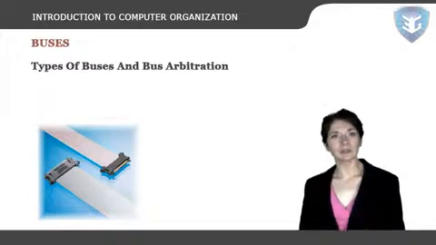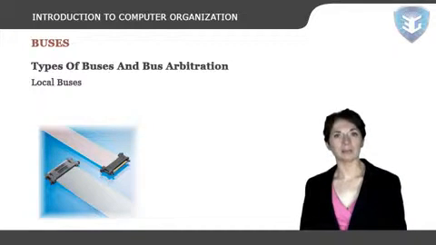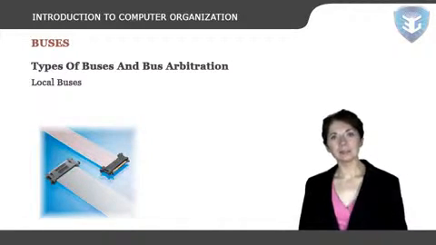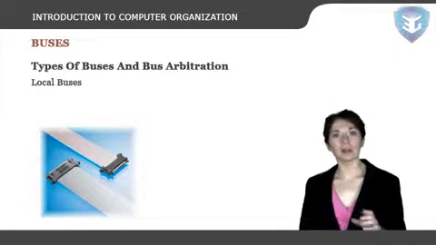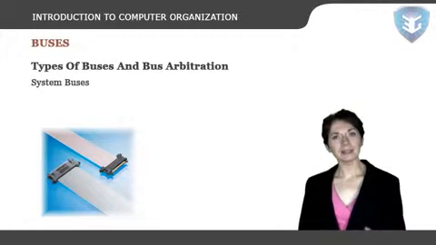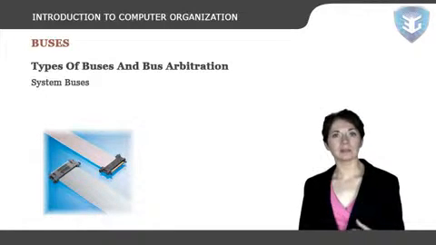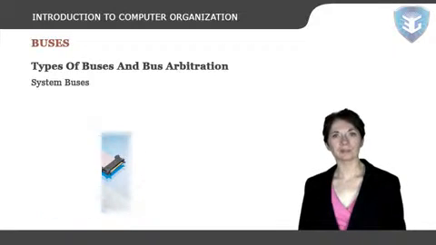The types of buses are local buses. A local bus is the simplest of buses consisting of sets of wires. System buses. Unlike local buses, system buses are independent functional components of many computers.